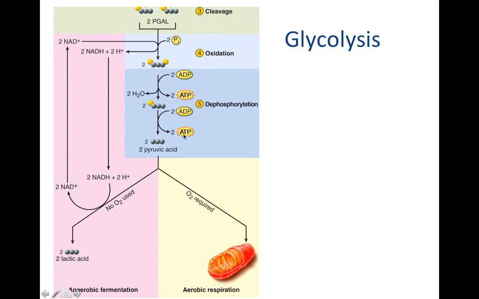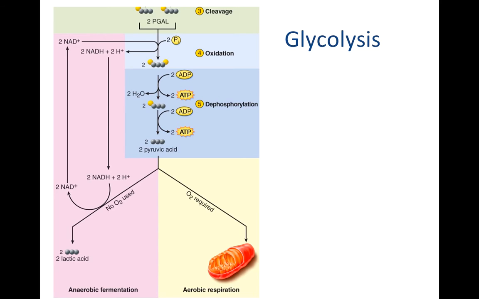So remember, when we initially phosphorylated the sugar, we had to input 2 ATP, but now we have gotten back 4 ATP, generating a net of 2 ATP overall. We're 2 ATP more than what we started out with. And we end up with 2 pyruvic acid. Now, the fate of pyruvic acid depends on whether or not oxygen is available in the cell. So far, all of these reactions can take place if oxygen is present or not. It is not dependent on the presence of oxygen.